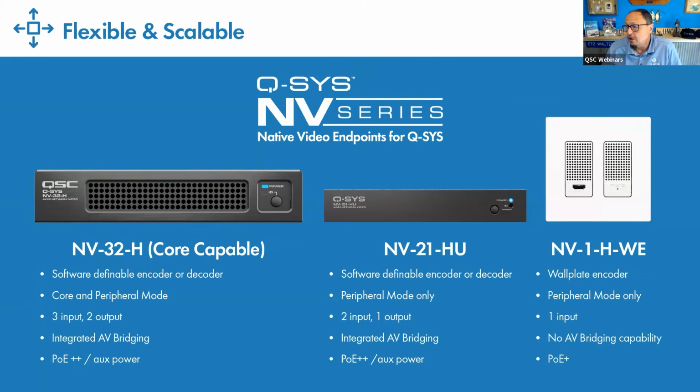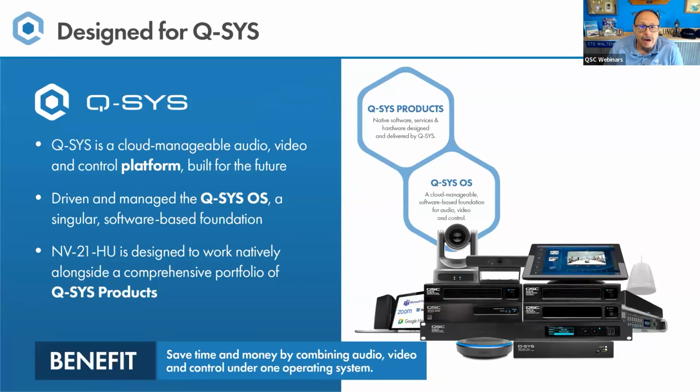But when we start looking across the whole board, with the NV32, it can be your core as well. And then, if you added that streaming license when it's in core capable, you might stream in or stream out from the NV1H WE, or it could be in or out, or it could be in from the NV1, or it could be in or out from the NV21 there. Lots of different things across the board there, a lot of flexibility.